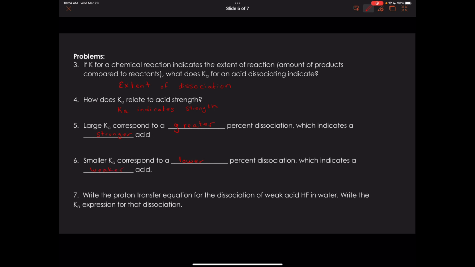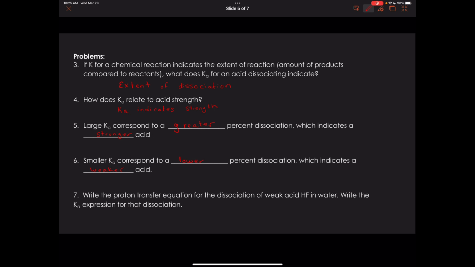Now, strength is not dependent on concentration. So we can have a high concentration of our original substance. All that extent is determining is how many ions we are producing, and not necessarily concentration. So how much, or what percentage, of our original compound breaks apart into those ions.